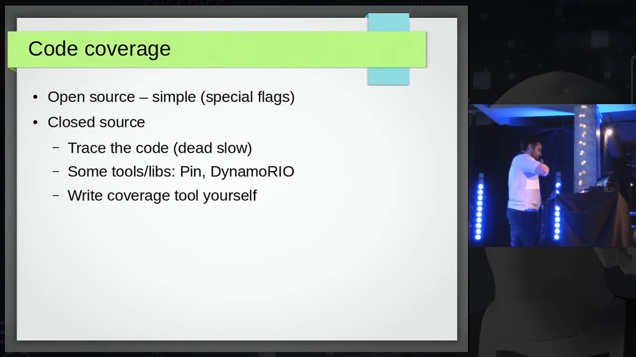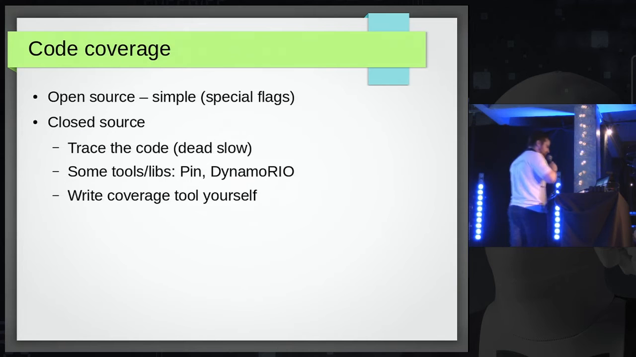But what if it's closed source? You have a couple of options. First option, the easiest one, is just to trace the entire code. Pretty much write your own debugger and trace the entire code. And that is dead slow. Just out of curiosity, I tried it on a laptop with a Windows VM, and I tried to trace through calc.exe. It took 3.5 minutes to get the picture. So this is, in real life, not usable.